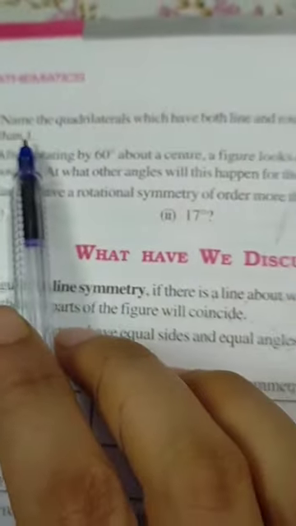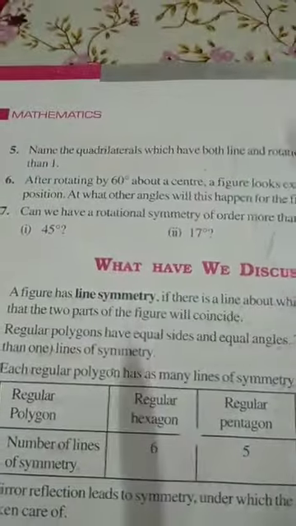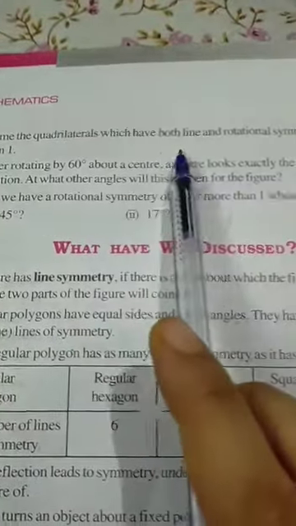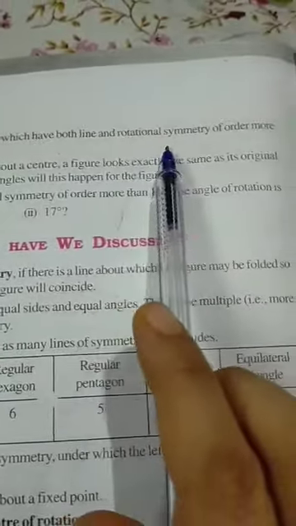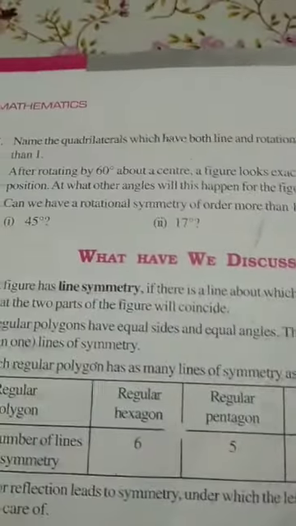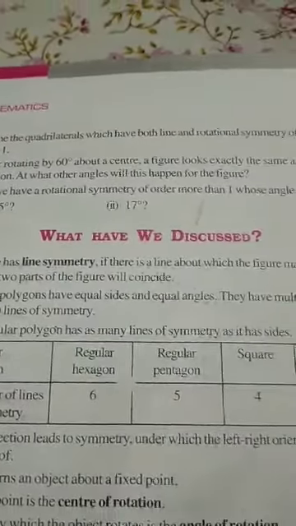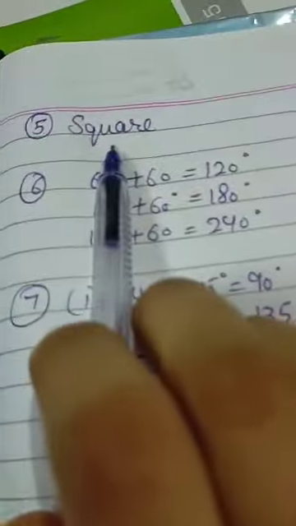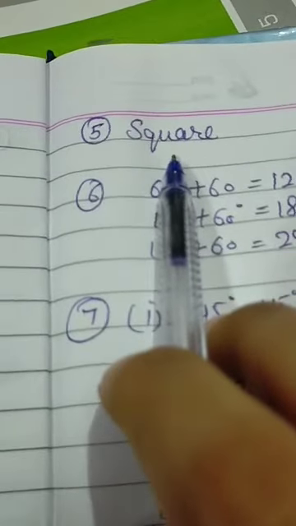Now the next question, question number 5. Question number 5 is: name the quadrilaterals which have both line and rotation symmetry of order more than 1. Tell me, name the quadrilateral which has both line and rotational symmetry. That is the square. Okay.